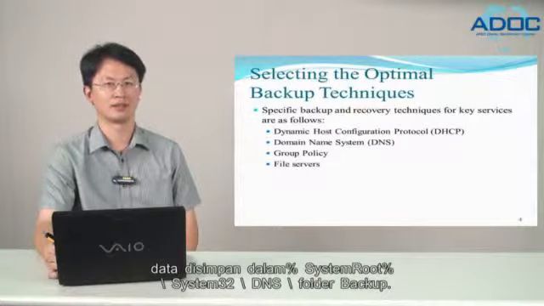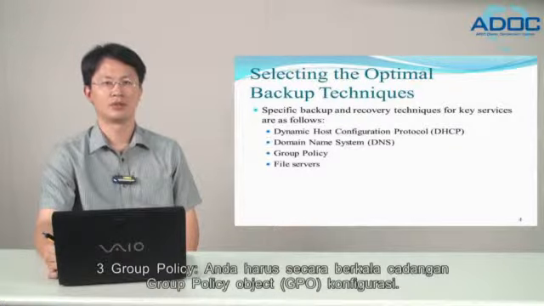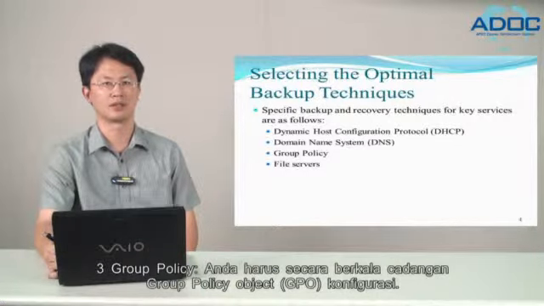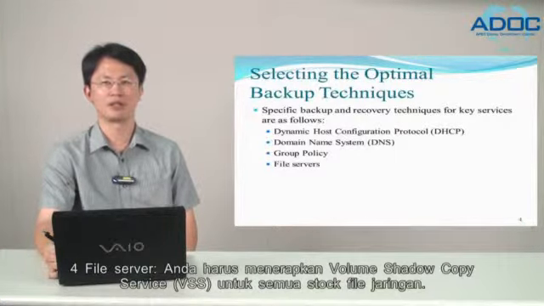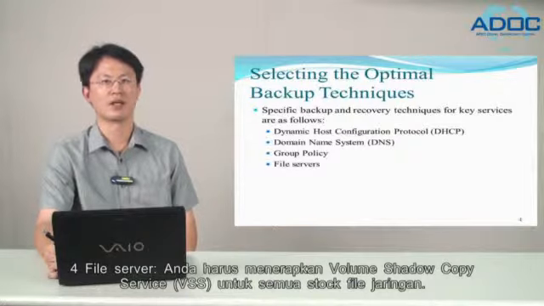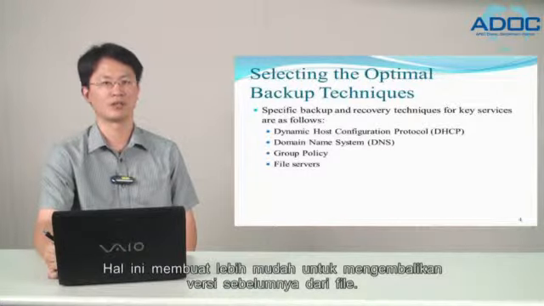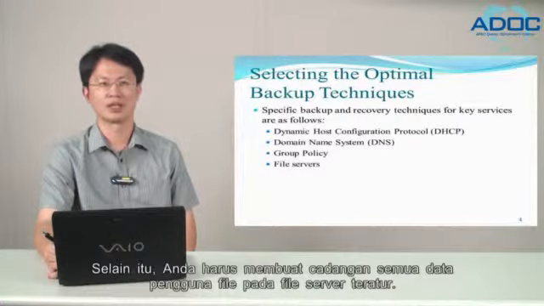And group policies. You should periodically back up the Group Policy Object, GPO, configurations. File servers. You should implement Volume Shadow Copy Service, VSS, for all network file shares. This makes it easier to restore previous versions of files. In addition, you should back up all user data files on the file server regularly.